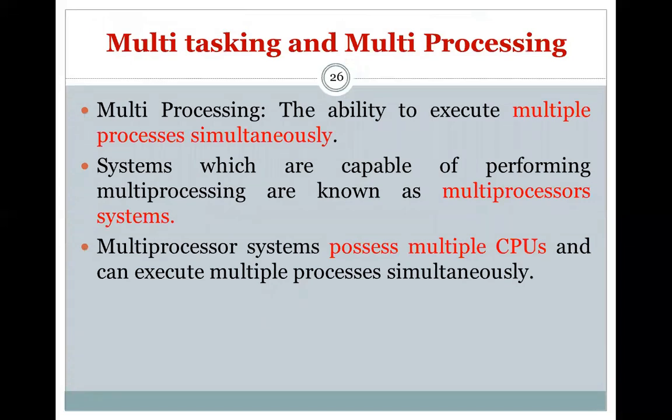Multitasking and multiprocessing. Multiprocessing is the ability to execute multiple processes simultaneously. Systems which are capable of performing multiprocessing are known as multiprocessor systems. Multiprocessor systems possess multiple CPUs and can execute multiple processes simultaneously.